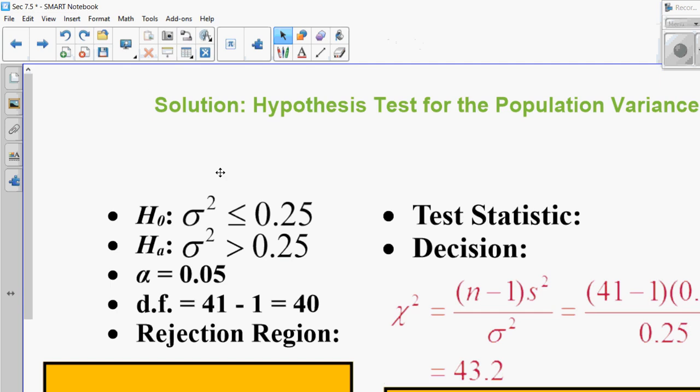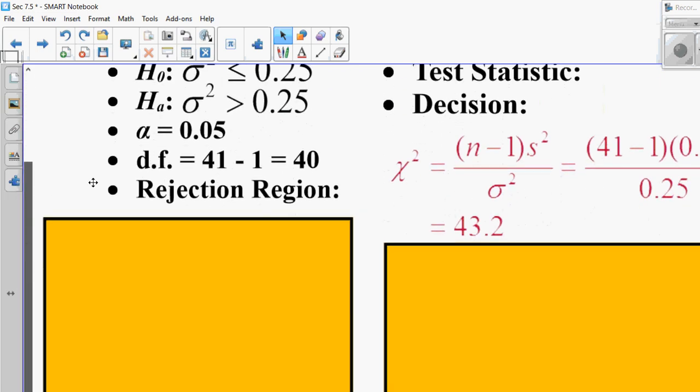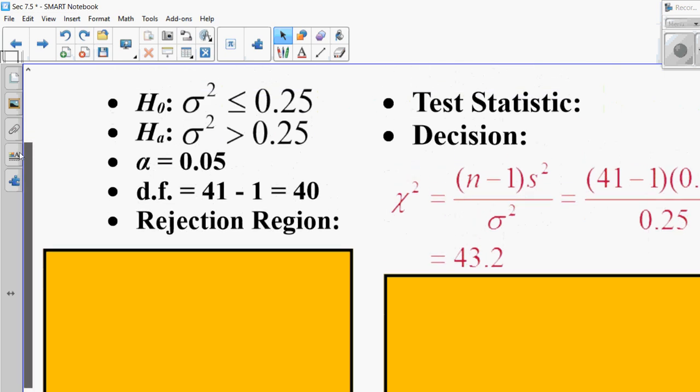Next, we need to find our chi-squared. So we're going to put it into that formula. N minus 1 times S squared over sigma squared. So 41 minus 1 times 0.27 over 0.25. Notice the squares are gone because they give us the variance. The next thing, this is a right-tailed test. Our alpha is 0.05. Our degrees of freedom is 40.